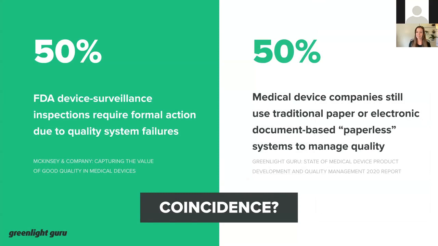Next, I have just a fun couple of slides to look at. 50% of FDA device surveillance inspections required formal action due to quality system failures. And about 50% of medical device companies still use traditional paper or electronic document-based paperless systems to manage quality. So, coincidence? I will let you make that decision for yourself.